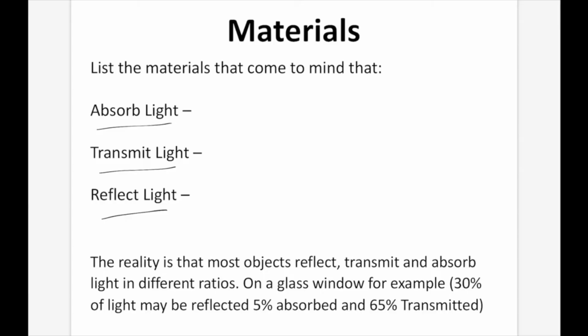Now the reality is that most objects reflect, transmit, and absorb light in certain amounts. For instance, on a glass window, 30% of light is reflected, 5% is absorbed, and 65% is transmitted. This is why you can see reflection in a transparent window, but you can still see what's on the other side. It's also why glass gets hot after a while if it's exposed to enough sun.